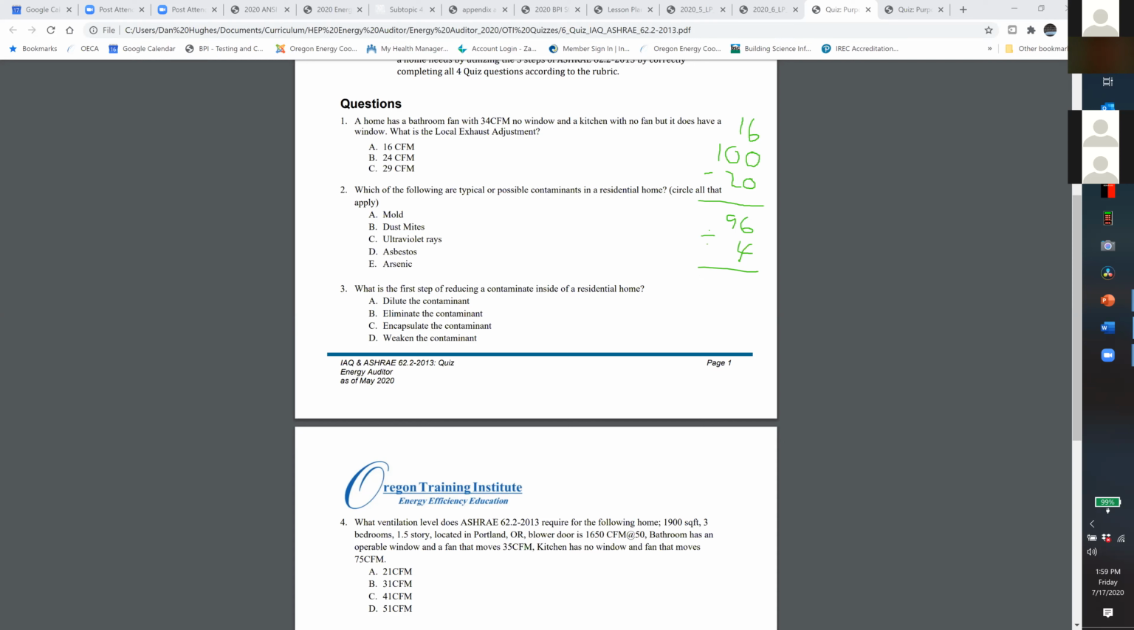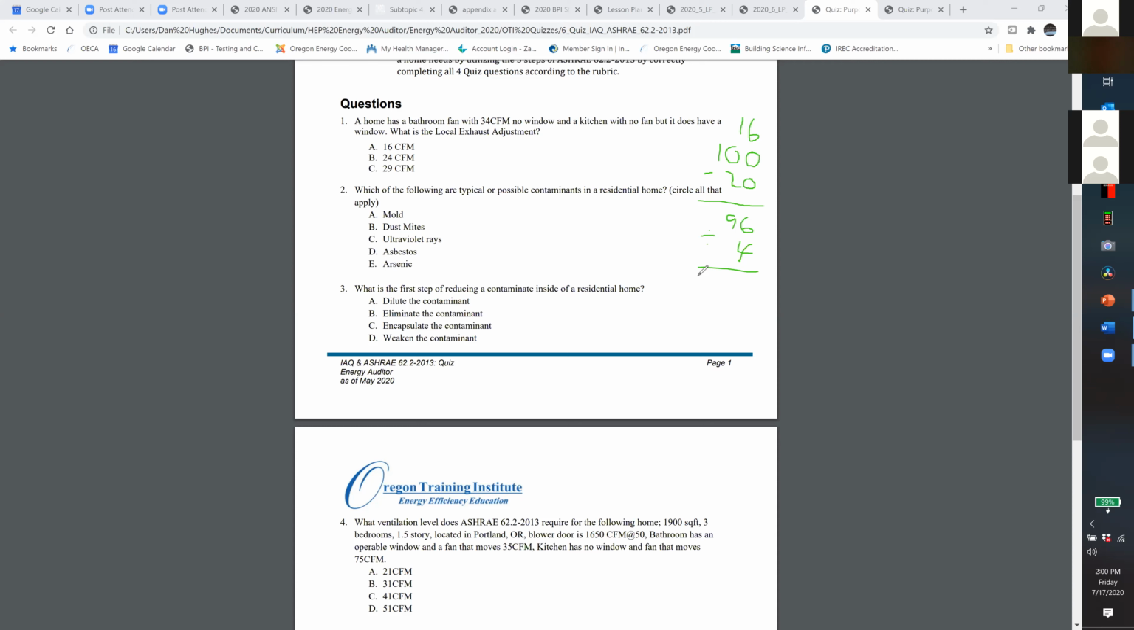So I'm just gonna give a couple answers, Dan. I think mold could be common in residential homes depending if they have high moisture. Dust mites, I think that's relative as well. Asbestos, depending on the age of the home. I guess you can have products, but I'm mostly thinking of vermiculite and popcorn ceiling, so a little bit older homes. So I'm thinking D, B, A.